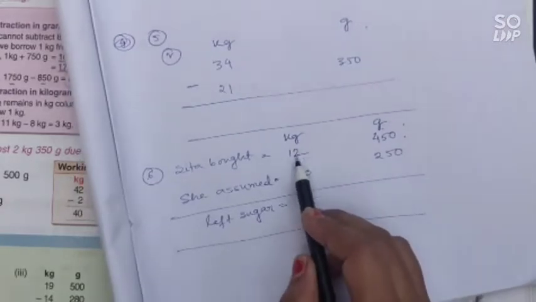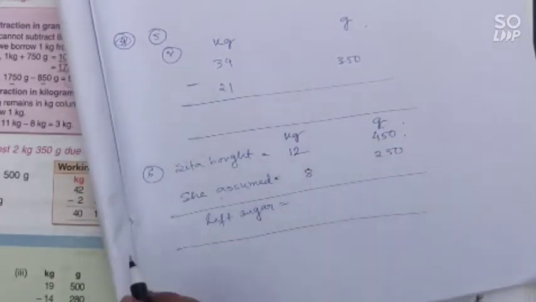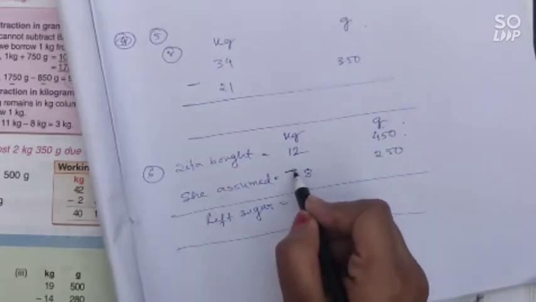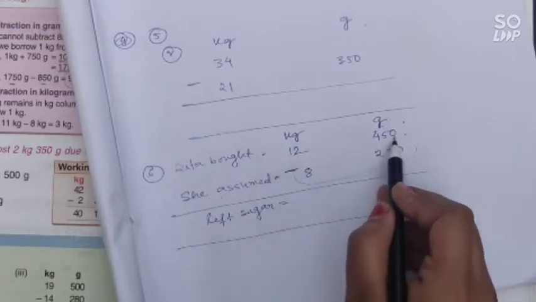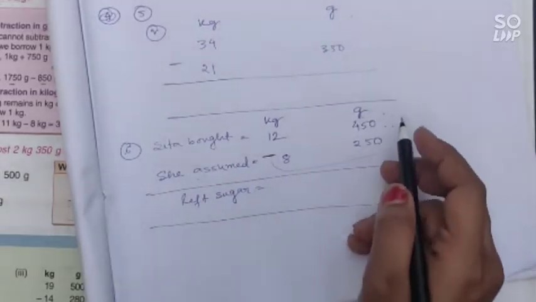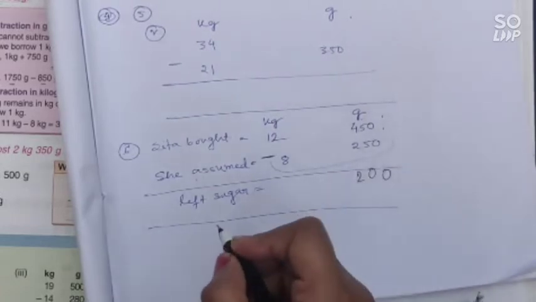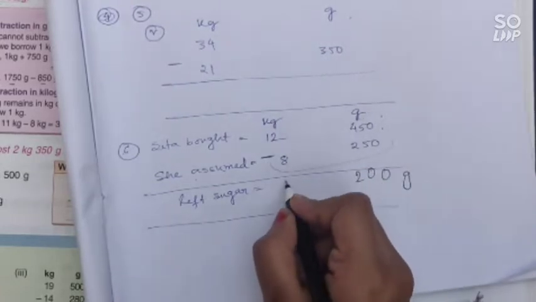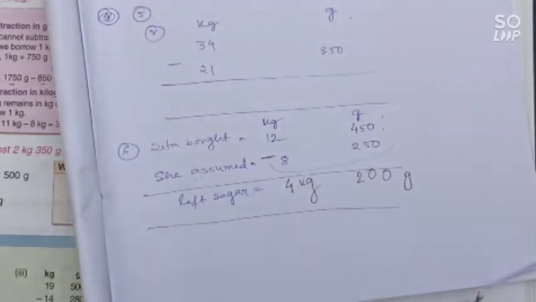Sita bought 12 kg 450 gram. She consumed 8 kg 250 gram. That means you have to remove this much quantity from this much quantity. Then you can get the answer. 0 minus 0 is 0, 5 minus 5 is 0, 4 minus 2 is 2, 200 gram. 12 minus 8, this will be 4. 4 kg 200 gram. This is 4 kg 200 gram sugar was left with her.